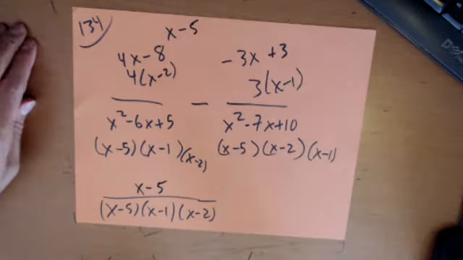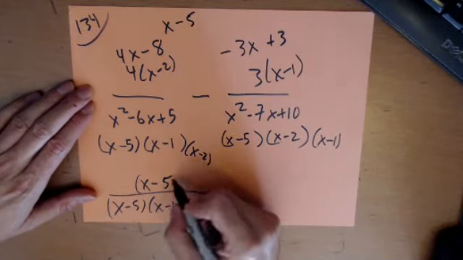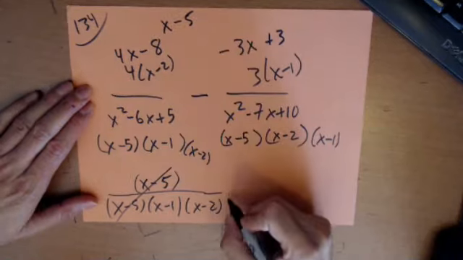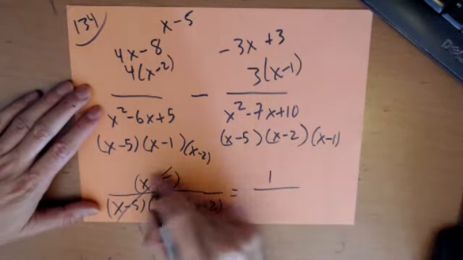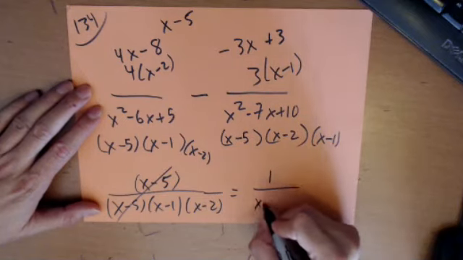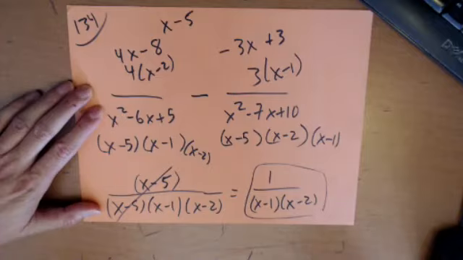Are we done? Nope. See how the x minus 5 up top? Put it in parentheses, it looks prettier. Bye-bye. Okay, so are we done? Basically, 1 over, right? It's not just nothingness, there's technically a 1. x minus 1, x minus 2. Woohoo!